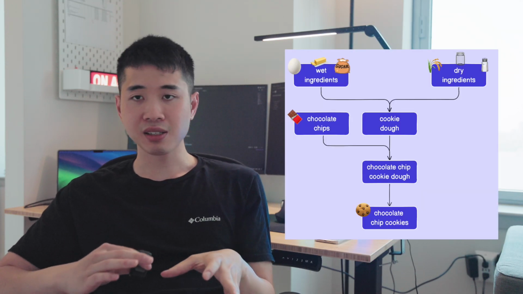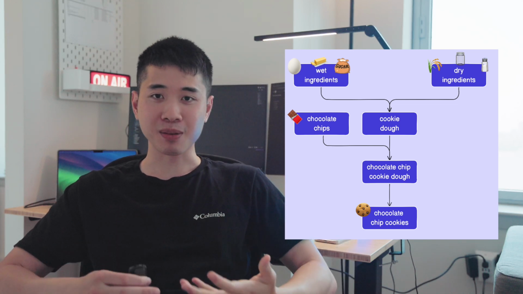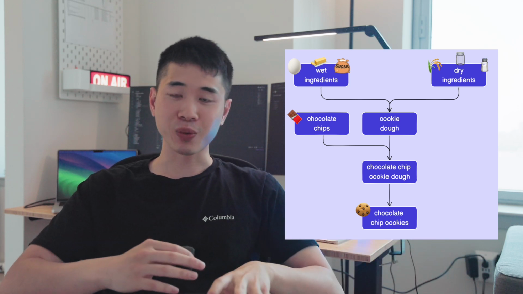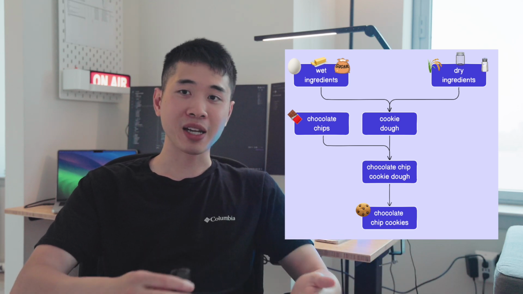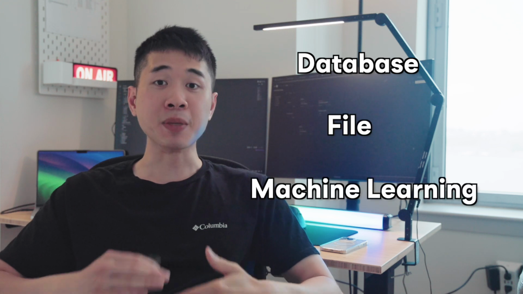Let's say we're baking cookies, right? And we have a bunch of ingredients, we mix it together with a bowl and spoon, and we make some cookie dough. We take some chocolate chips and our cookie dough, we mix it together, we get some chocolate chip cookie dough, we put it in the oven, and after 30 minutes, we get chocolate chip cookies. Obviously, we're not trying to bake cookies here, but an asset could be something like a database, a file, or a machine learning model.